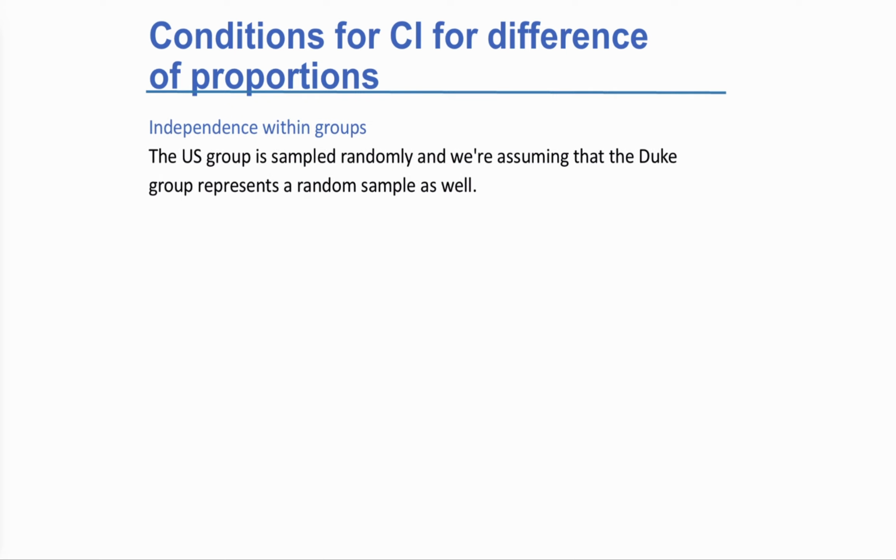Conditions, independence within groups. So we need our groups to be sampled randomly. We're assuming the Duke group represents a random sample as well, although if it's taken just from an introductory statistics course, that may not be a random sample of Duke students. Sounds like a convenient sample to me. But we'll assume that the Duke group represents a random sample.